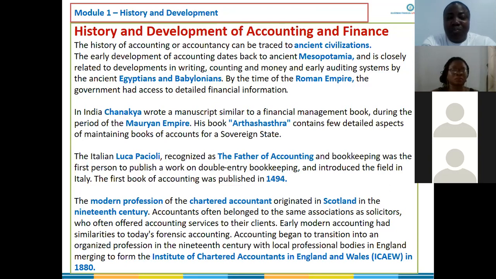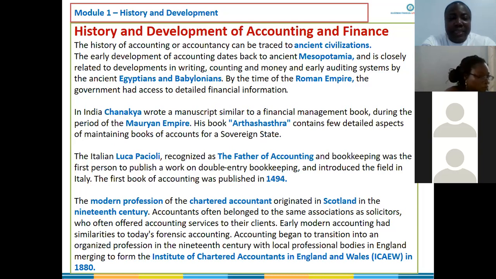But now, the one who is most credited as the father of accounting is Luca Pacioli. Luca Pacioli is from Italy, and he is recognized as the father of accounting because he was able to document the books about debit and credit, and then bookkeeping. So he was the one who developed the double entry system. This happened in the year 1494. That is long years ago. And that is where we start accounting from, where the double entry system was developed.